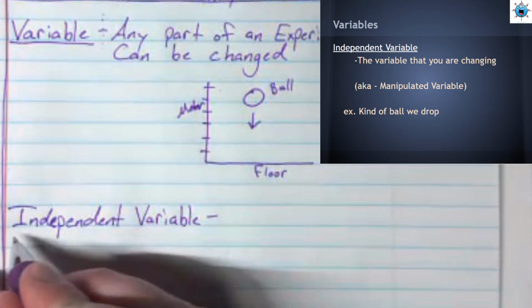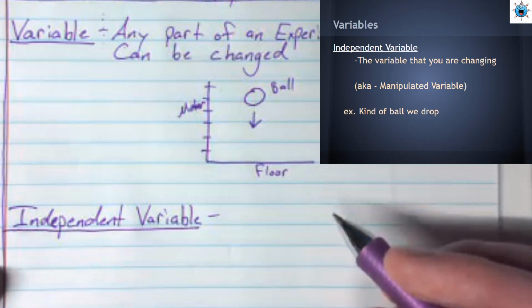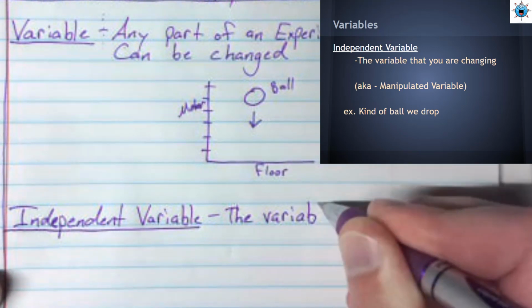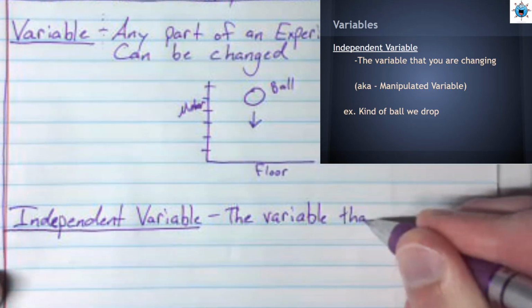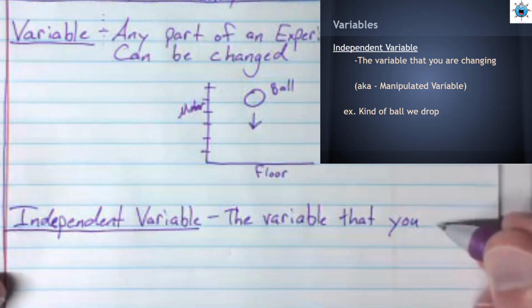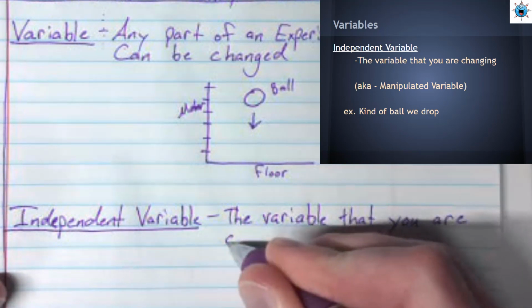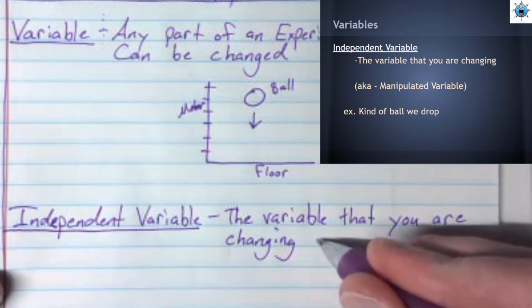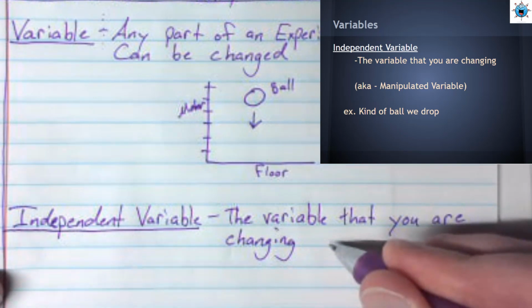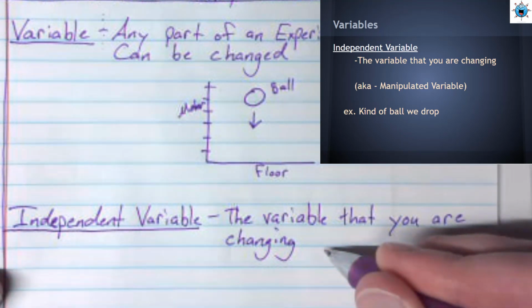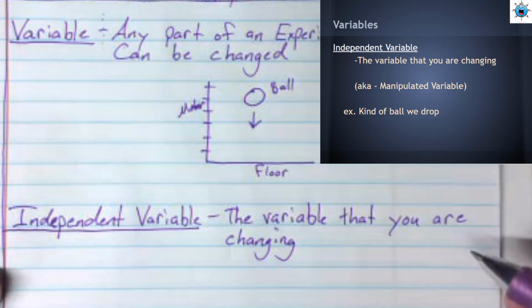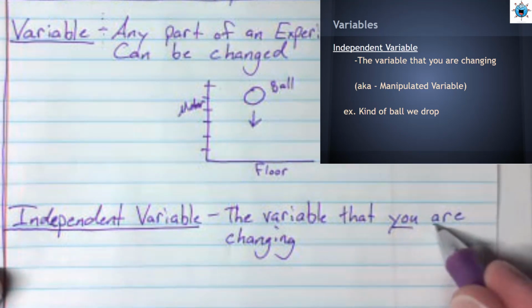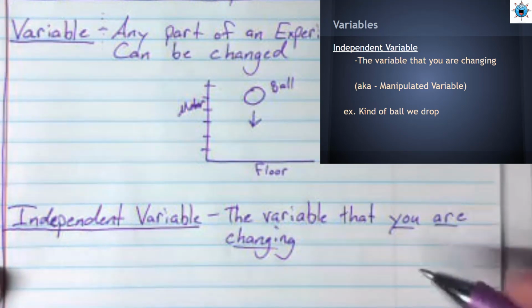So our definition for an independent variable, try to underline it. So this is the variable that you are changing. I think that's important. You are changing. So it's the thing that you change on purpose.